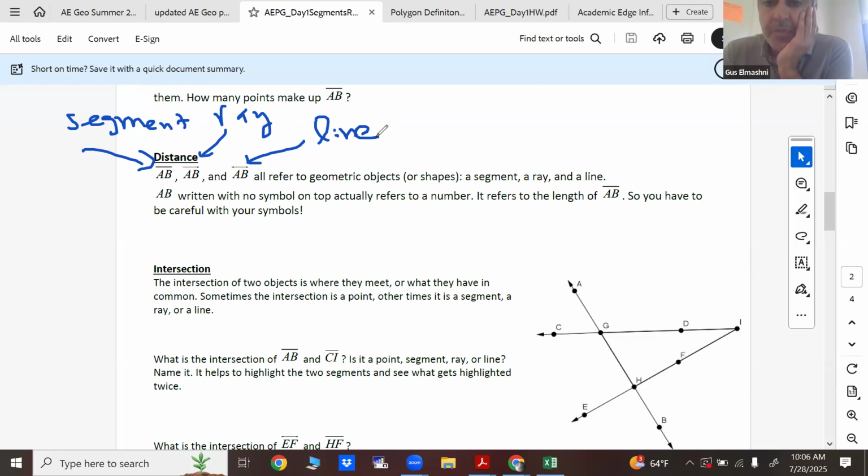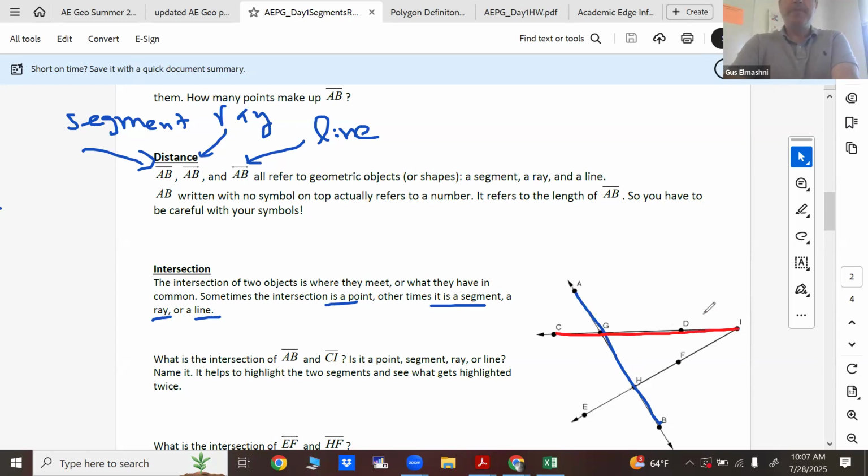Okay, intersection. Intersections are where lines or segments or rays meet. Sometimes it's a point. Other times it could be a segment, a ray, or a line. So they can intersect a lot of different ways. For example, AB and CI. Let's draw this correctly. I'm going to make this straight here and keep my hand steady. Here's AB. And here is CI.